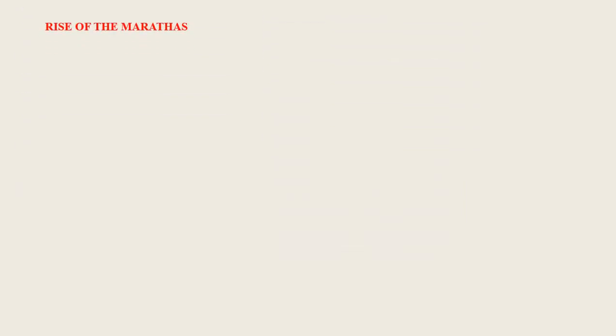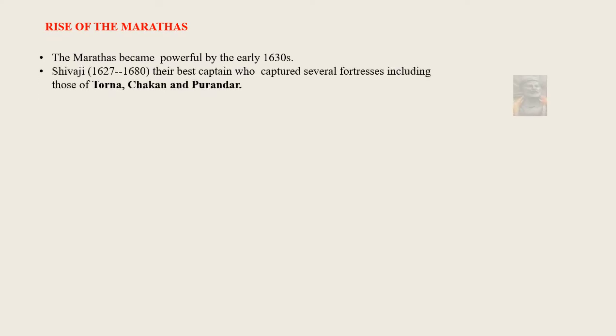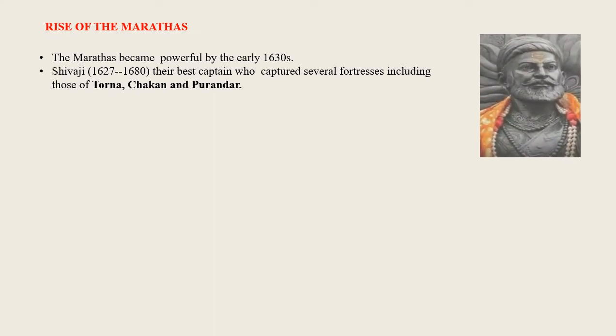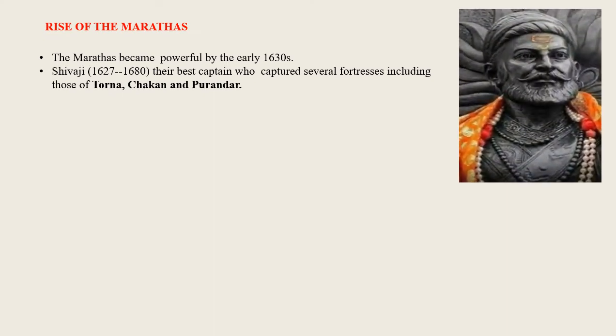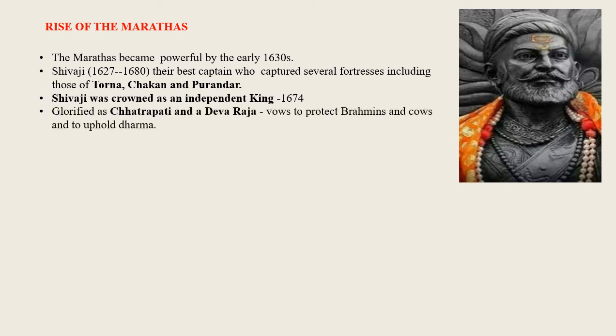Rise of the Marathas. The Marathas had become sufficiently powerful by the early 1630s. It was Shivaji, from 1627 to 1680, in whom the Marathas could find their best captain. Shivaji captured several fortresses, including those of Torna, Chakan and Purandar. In 1674, Shivaji was crowned as an independent king. He was glorified as Chhatrapati and Devaraja, taking the vows to protect Brahmins and cows and to uphold Dharma.